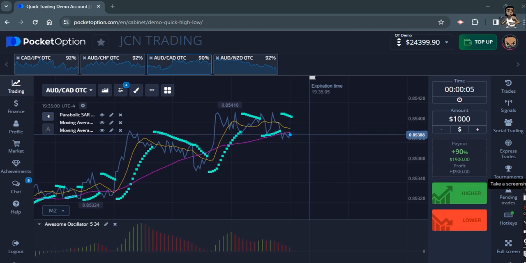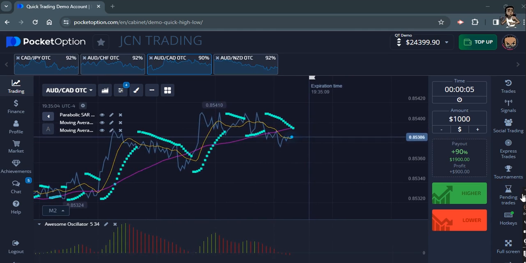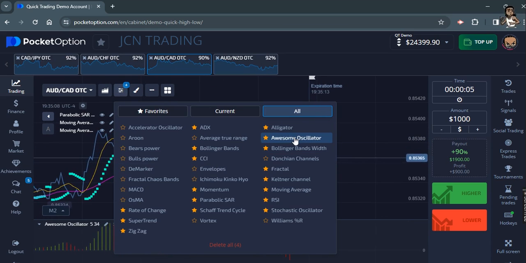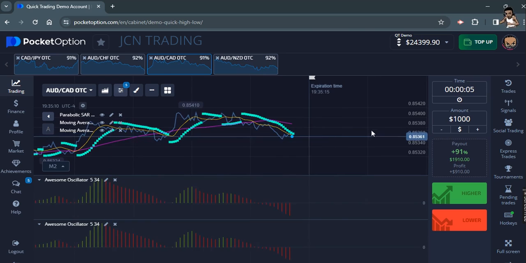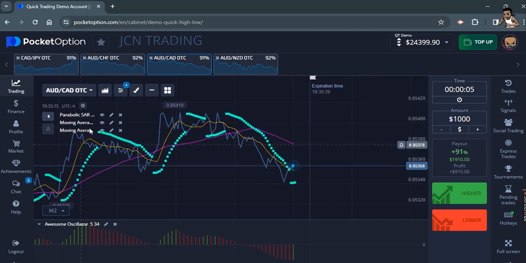I'm using the Awesome Oscillator, using the default settings, 5 3 4. The way you get to your Awesome Oscillator, go to the indicators. It's right here. Click on Awesome Oscillator. I got two of them set up. As you guys can see, that's the default setting, so I'm going to get rid of one.